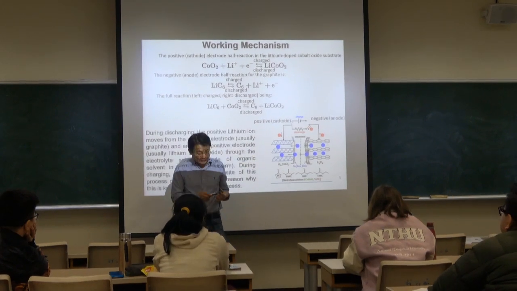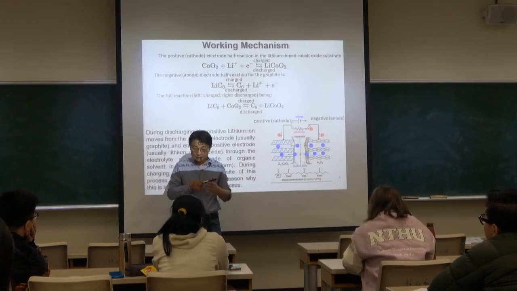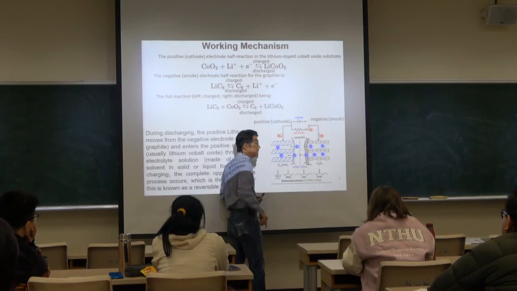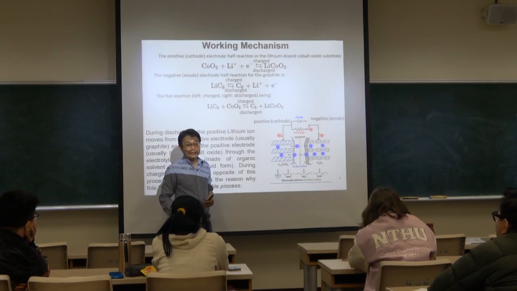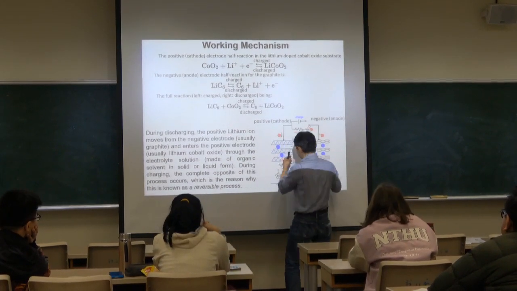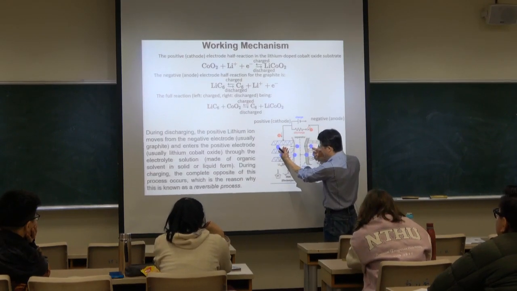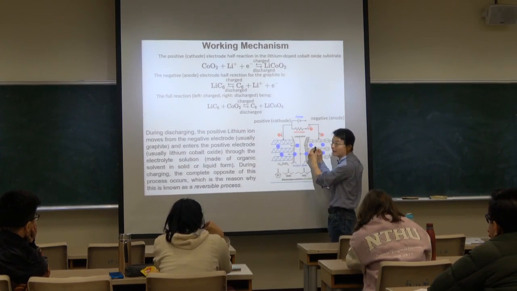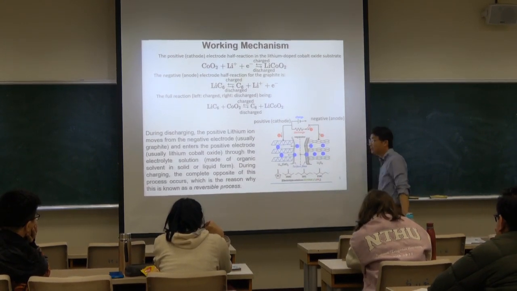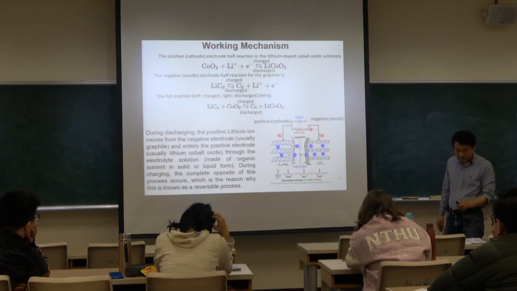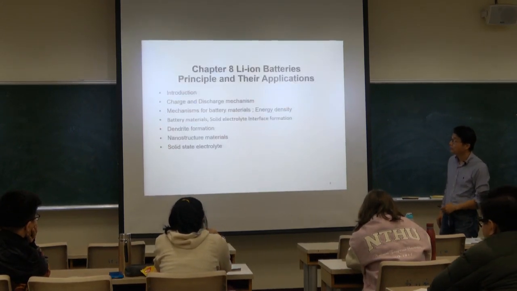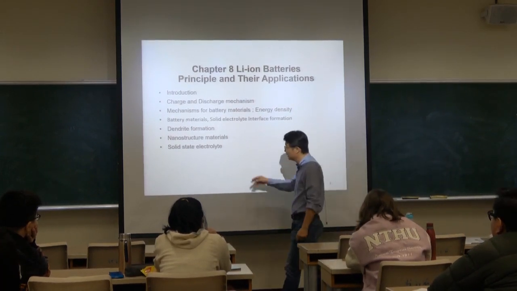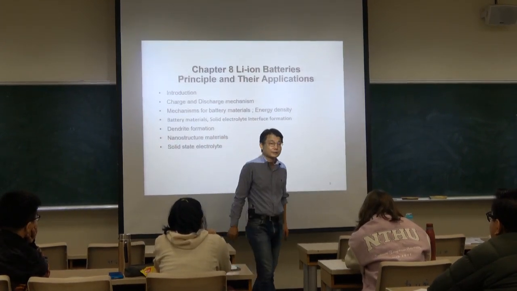You know the dendrite. The dendrite is mechanically quite strong, so it will penetrate the electrolytes. As this dendrite grows, it finally shorts the anode and cathode sides, which will explode. So that's a very important safety issue. So people start to think about how to avoid the dendrite formation.